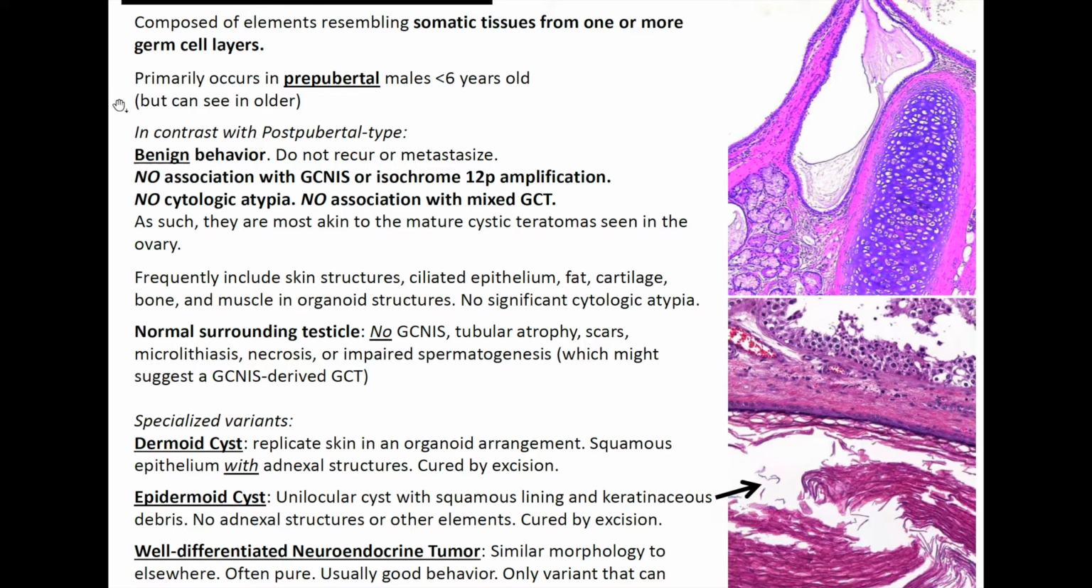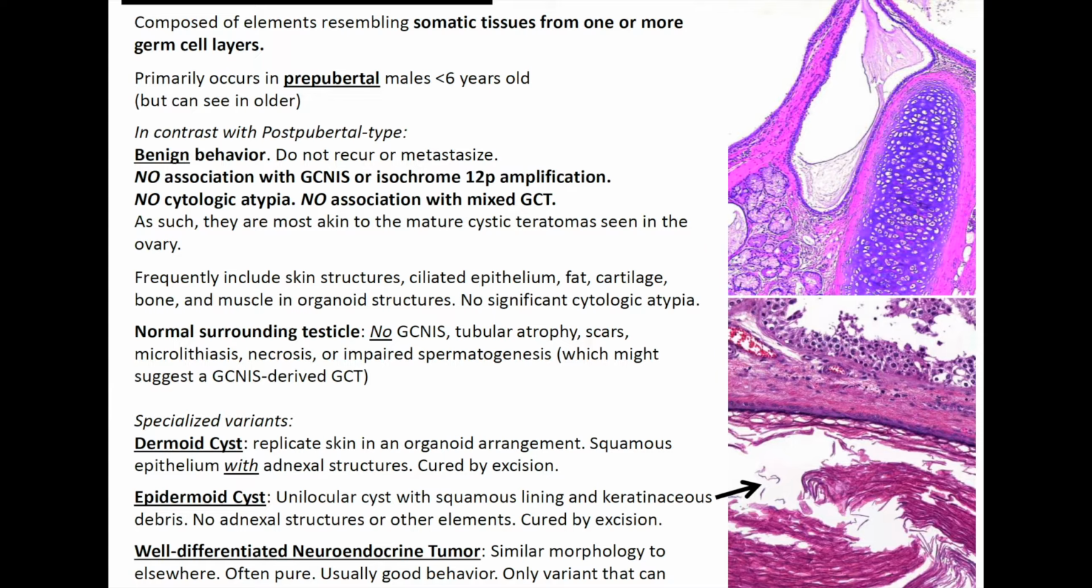So there is some normal surrounding testicle with no GCNIS, tubular atrophy, scars, microlithiasis, necrosis, or impaired spermatogenesis, which might suggest a GCNIS-derived germ cell tumor. So some specialized variants of teratoma prepubertal type are dermoid cyst, which can replicate skin in an organoid arrangement, squamous epithelium with adnexal structures, and this is typically cured by excision.